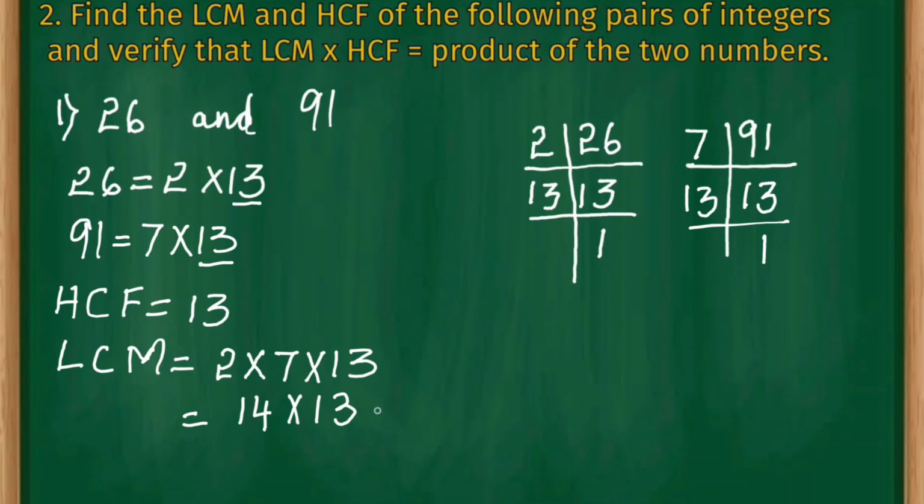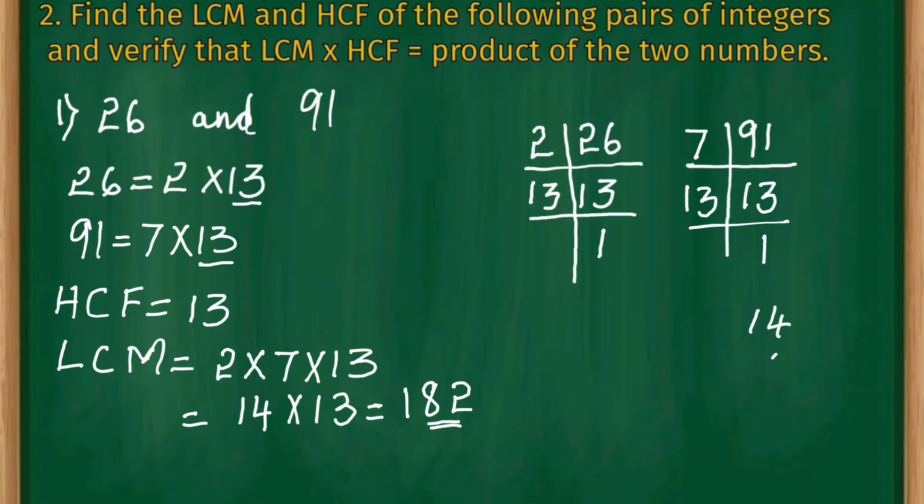So 7 2s are 14 into 13. If we multiply 14 with 13, we get 182. So LCM is 182. You can do the multiplication in the working column. By multiplying 14 into 13, we get 182.